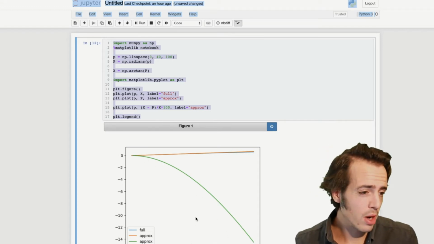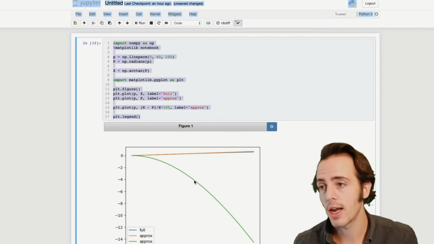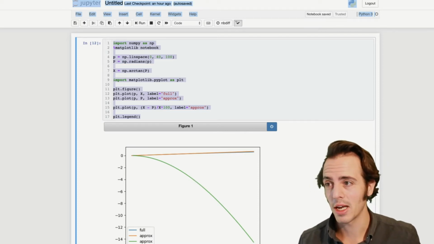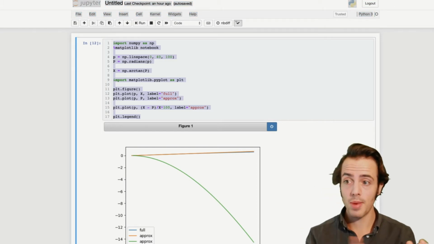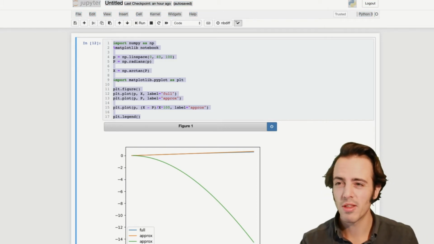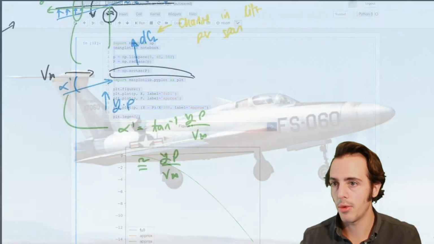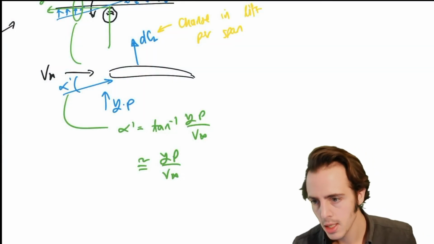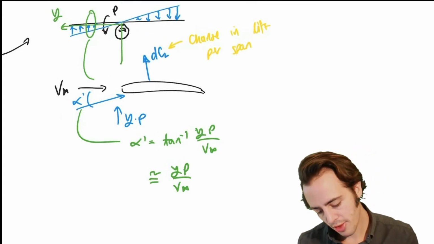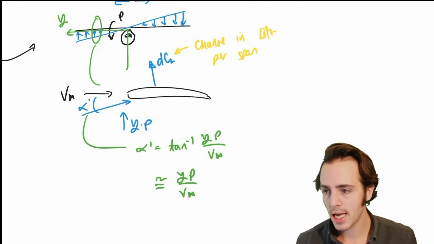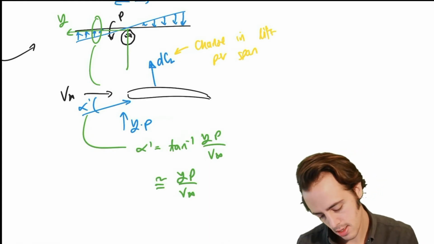So you can see that even for angles up to about 20 degrees, the relative error is actually only 5% in the small angle approximation. So you'll see these small angles being used. You should be comfortable with just testing them numerically and seeing what the approximations mean. But we've now got this expression for the change in the angle of attack at the section.